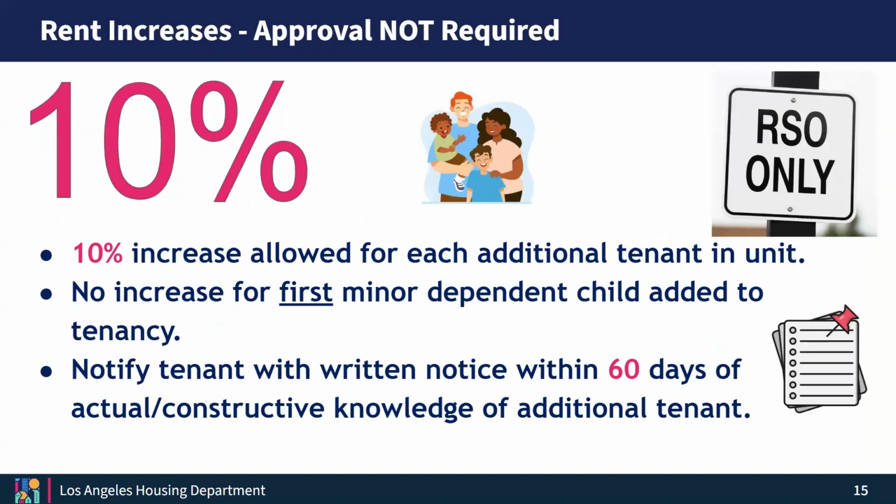10% increase allowed for each additional tenant in units. No increase for the first minor dependent child added to the tenancy. Notify the tenant with written notice within 60 days of actual or constructive knowledge of the additional tenancy. Next slide.